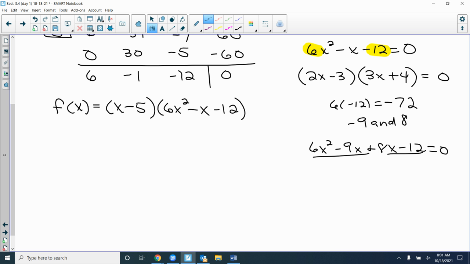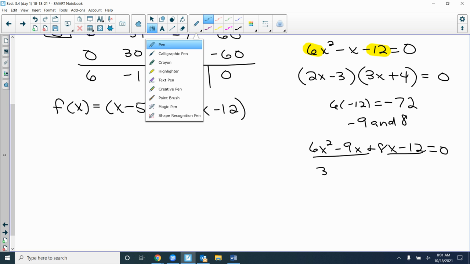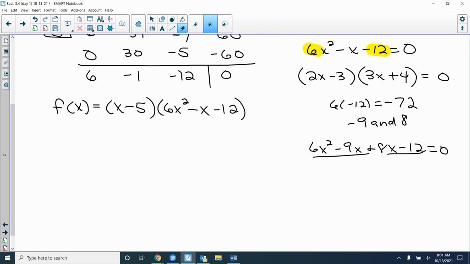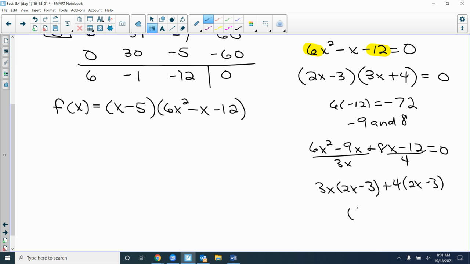And then we do this. I take out the GCF, which is 3x, and I get 2x minus 3. Take a GCF of 4. Make sure you put a plus 4. 2x minus 3. And we get 3x plus 4 times 2x minus 3.